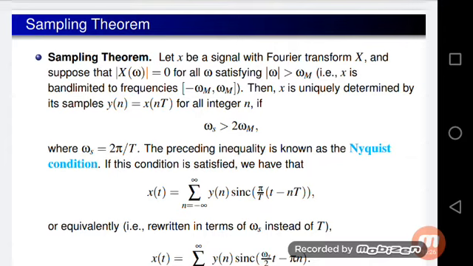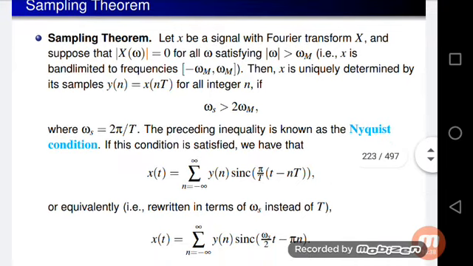So, if the condition is satisfied, we have that x of t and X of omega indicate two equivalent forms, in terms of t and in terms of omega, when we are calculating the flow of data information from one place to another place.